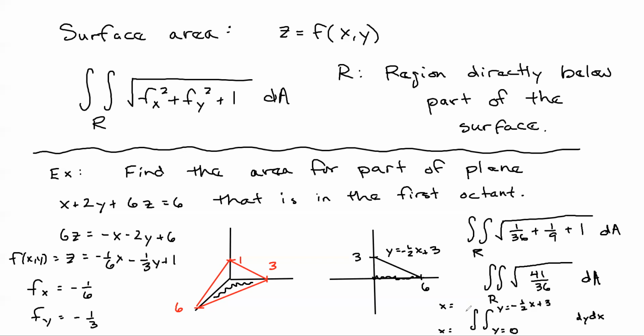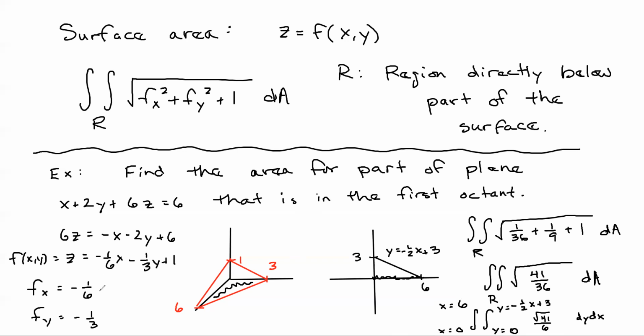So we have negative 1/2 x plus 3. And then for x, we want to go from the left side, which is at x equals 0, and the right side is at x equals 6. And then this stays, let's simplify it to root 41 over 6.